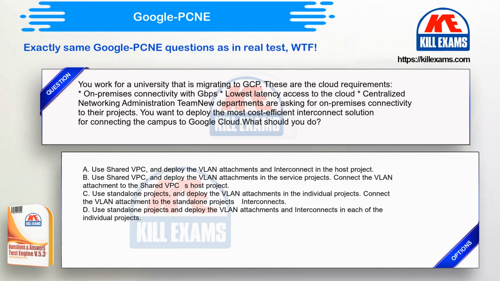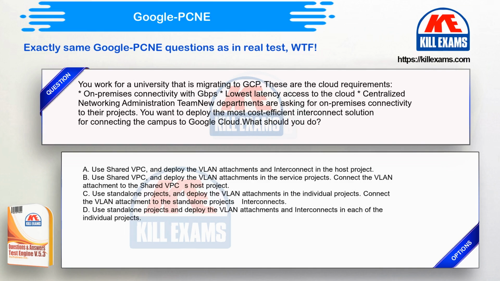Option A. Use shared VPC, and deploy the VLAN attachments and interconnect in the host project. Option B. Use shared VPC, and deploy the VLAN attachments in the service projects. Connect the VLAN attachment to the shared VPC's host project.